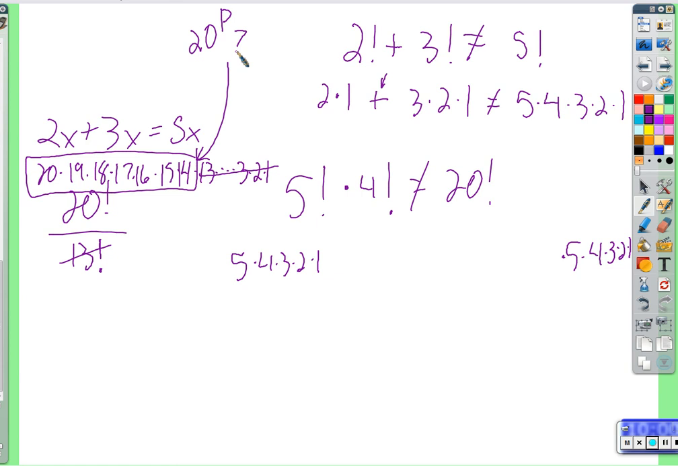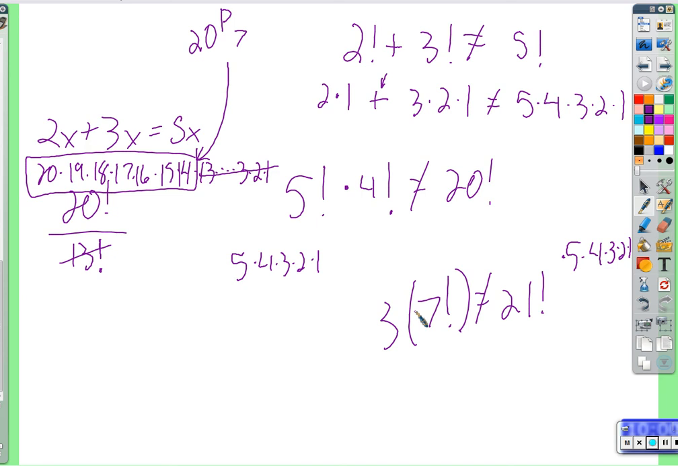Also 3 times 7 factorial is not 21 factorial. 21 factorial is huge. If you've been messing around with your calculator, you know 21 factorial is going to be a very big number. 7 factorial is relatively small compared to 21 factorial. And if you take 7 factorial and just multiply by 3, it's not going to do anywhere near 21 times 20 times 19 times 18 times 17, all the way down to 1.